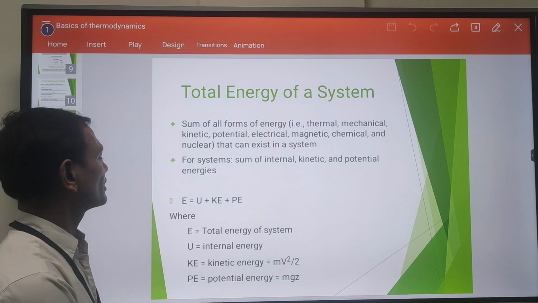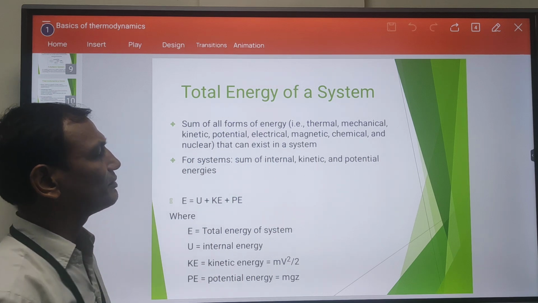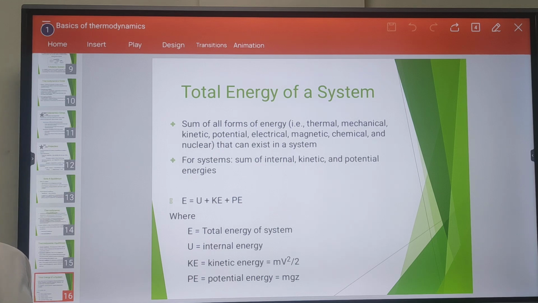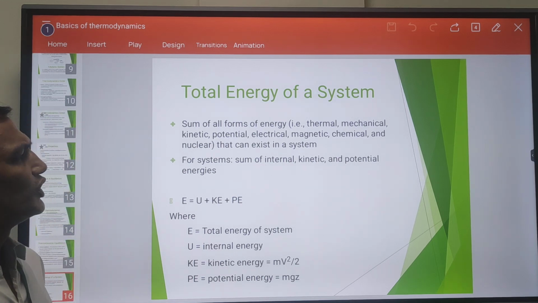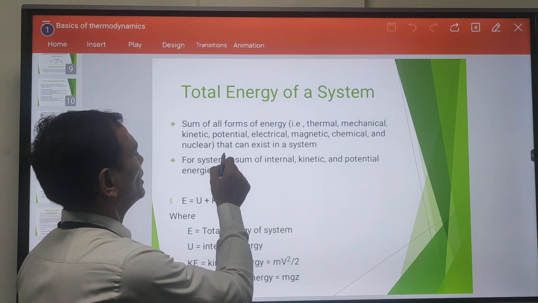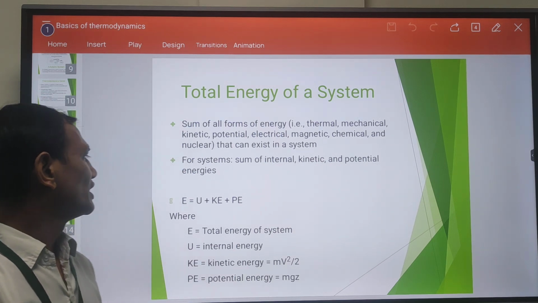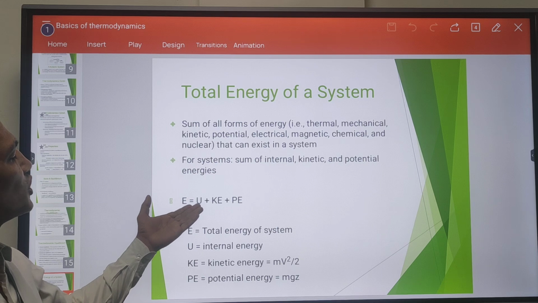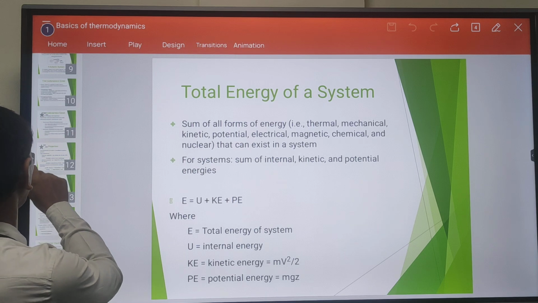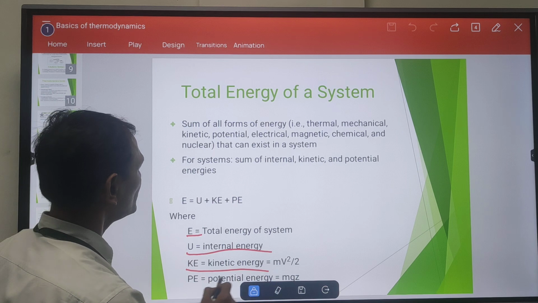Now, the total energy of a system is indicated by E. Total energy may be thermal, mechanical, kinetic, potential, electrical, magnetic, chemical, and nuclear energy, every type of energy that can exist in a system. For a system, it is the sum of internal, kinetic, and potential energies. Here we can write E is equal to U plus KE plus PE, where E is the total energy of the system, U is internal energy, KE is kinetic energy, and PE is potential energy.